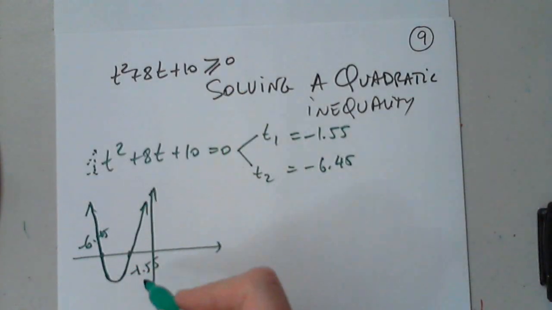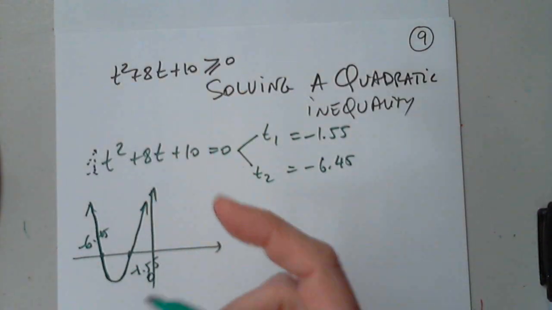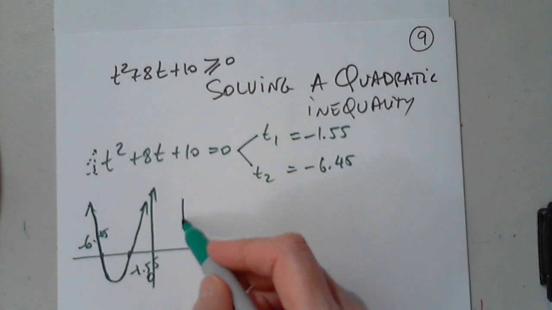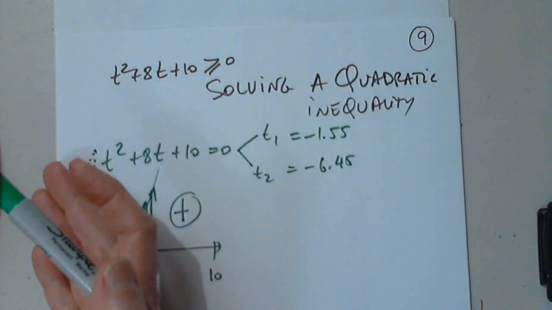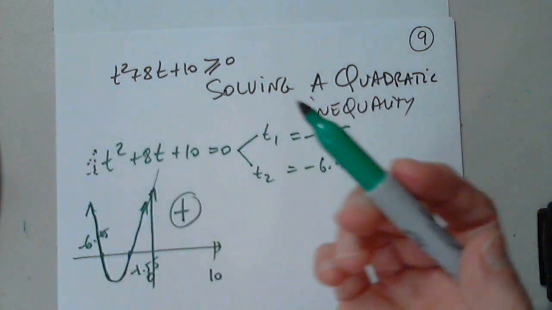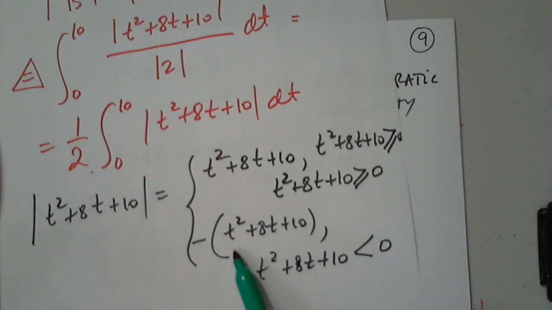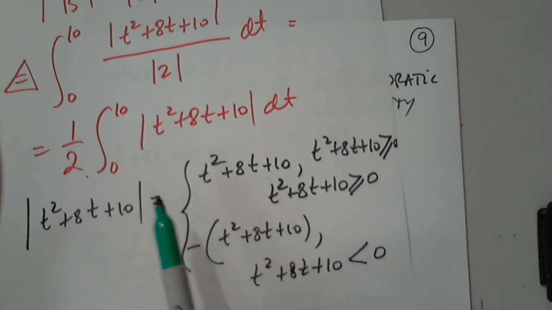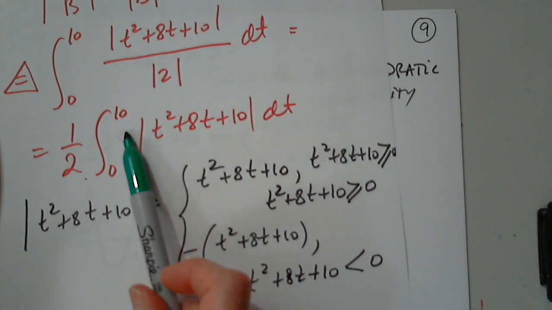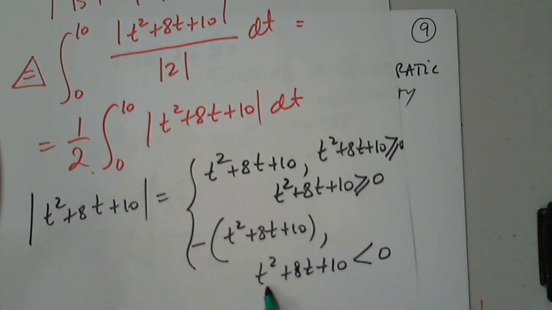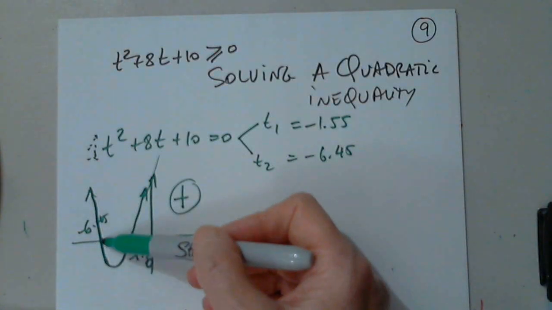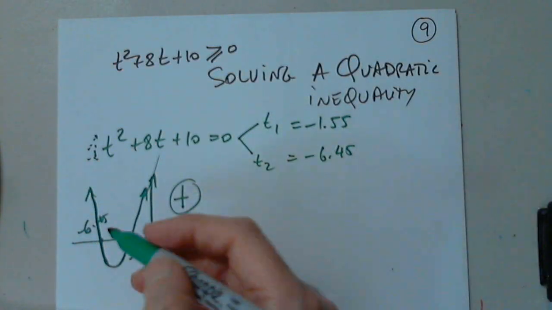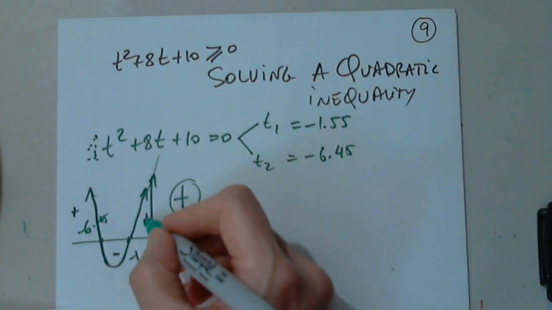So for the interval between 0 and 10, the function is always positive. Look, it goes up here. It's never negative. So this is not in the interval 0, 10. So this inequality has solutions between this and this. So this is negative and outside positive.